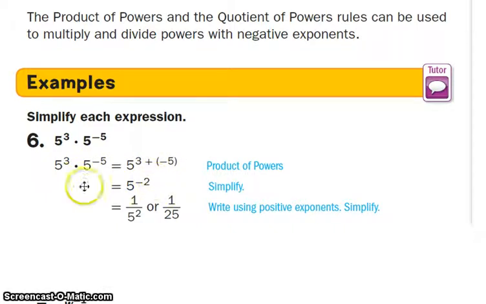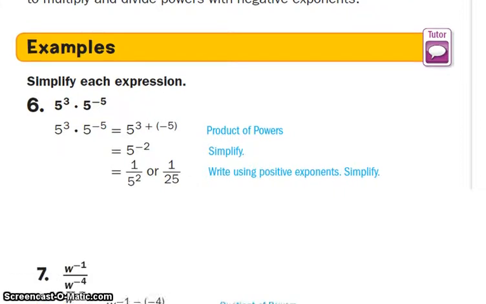But we don't want to keep it as a negative exponent. So what we're going to do is take that 5 to the negative 2 and put it on the bottom as a fraction. We're going to write the reciprocal. And 5 squared is 25. So our answer is 1 over 25. So we're combining what we're doing here. Let's look at the next example.